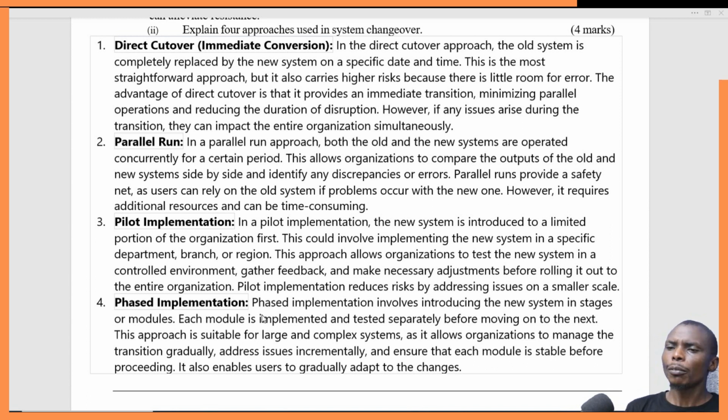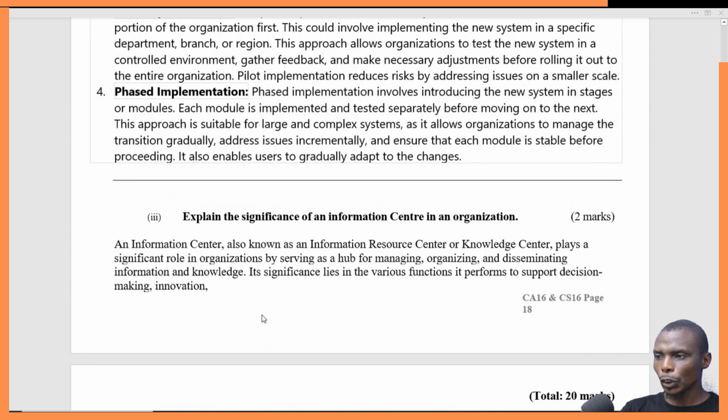Also, we can have what we call a phased implementation. So in a phased implementation, this is introducing the new system in stages or in modules. Each module is implemented and tested separately before moving into the next. So that is what we call phased implementation.